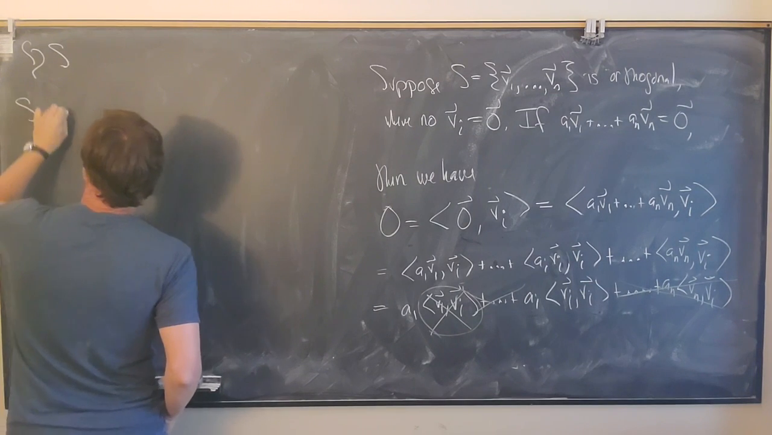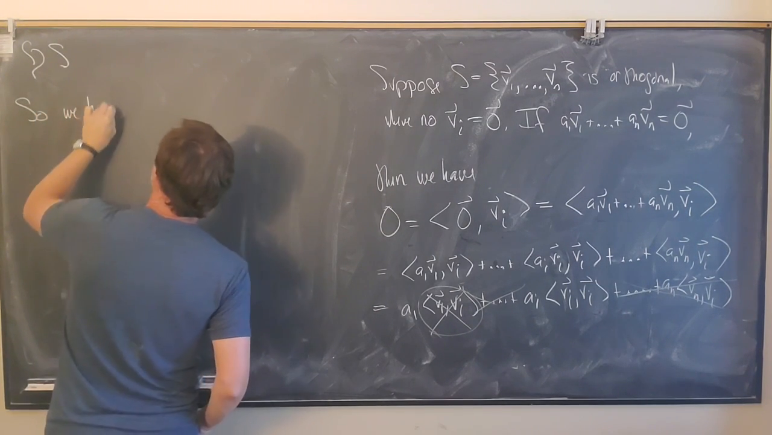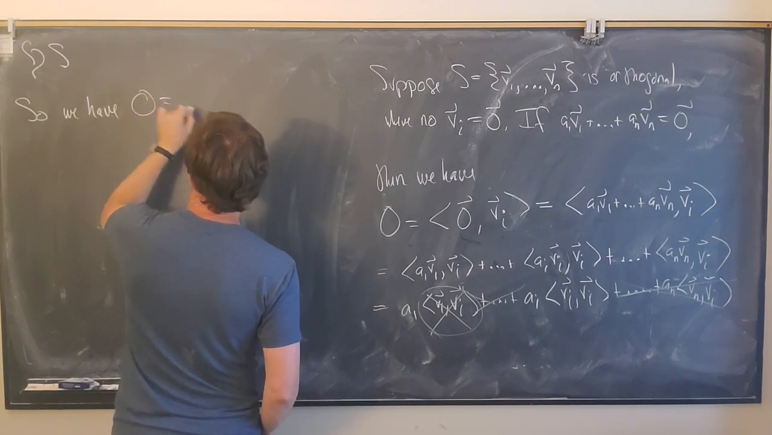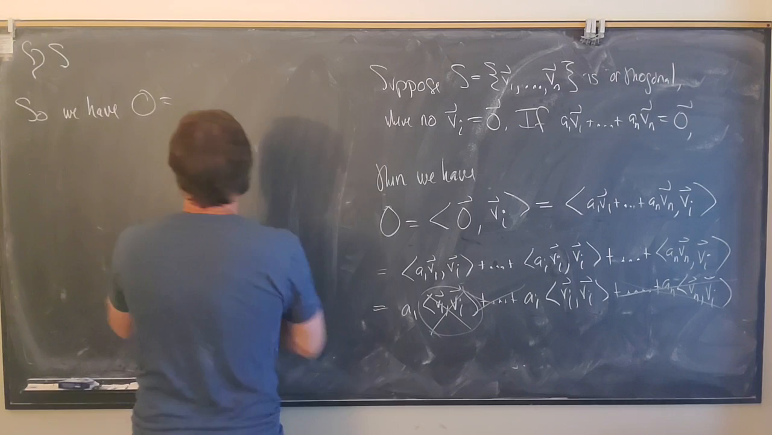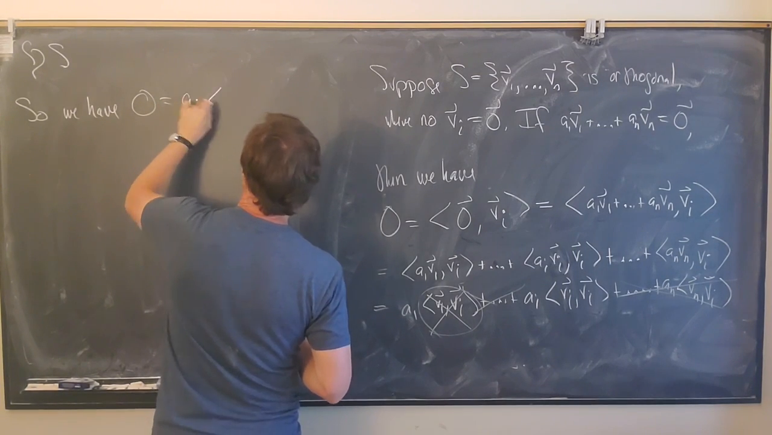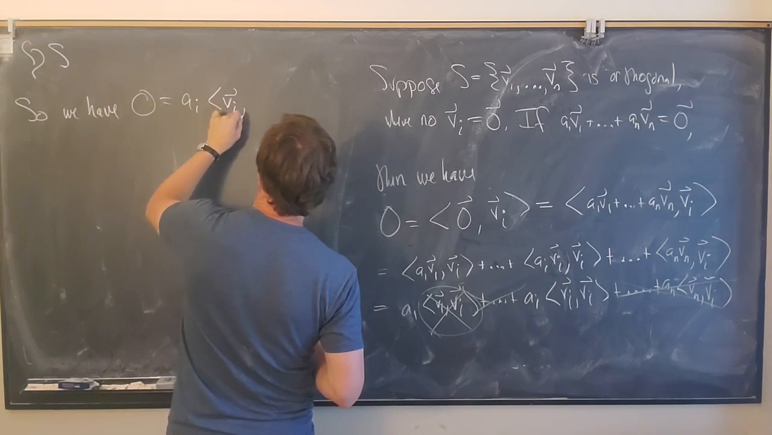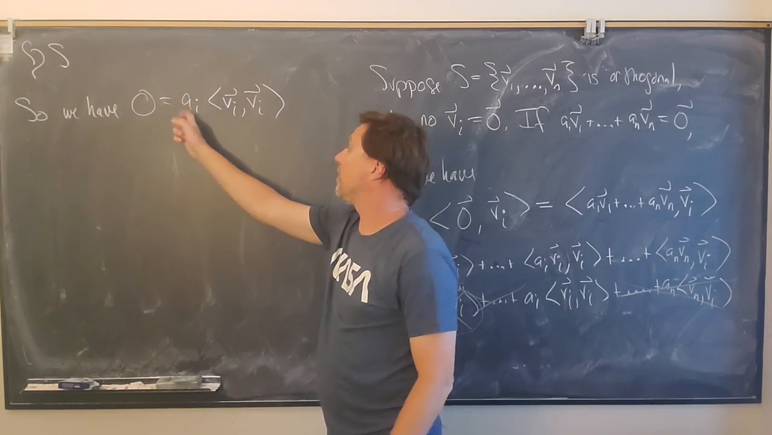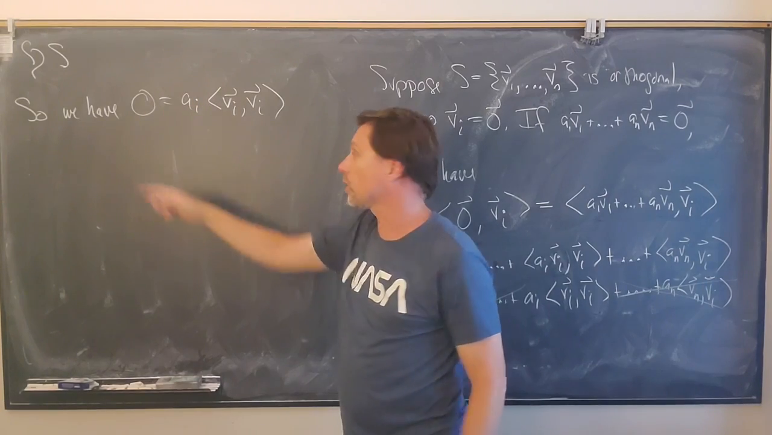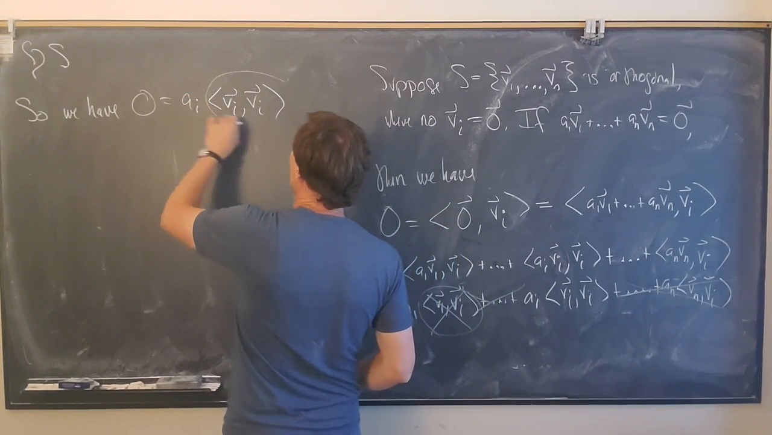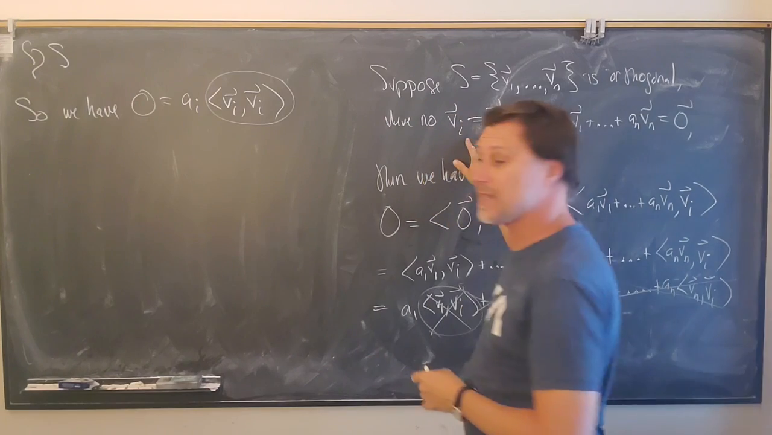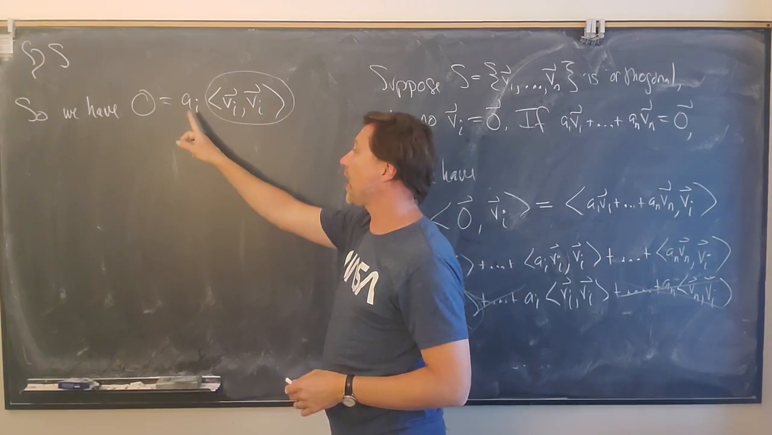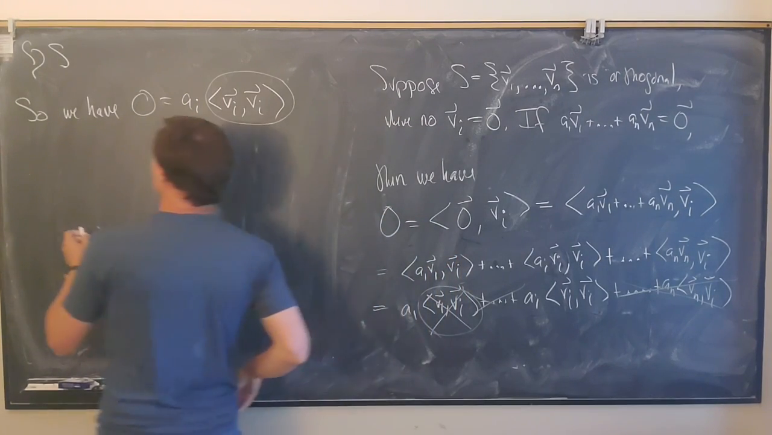So we have 0 equal to a sub i times the inner product of v sub i with v sub i. Now, we have this number times this number equal to 0, and we said a minute ago that none of the v sub i's are equal to 0, which means that this inner product is not equal to 0. That forces a sub i equal to 0.